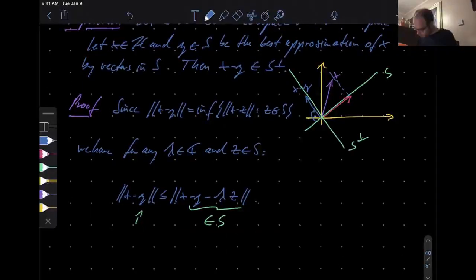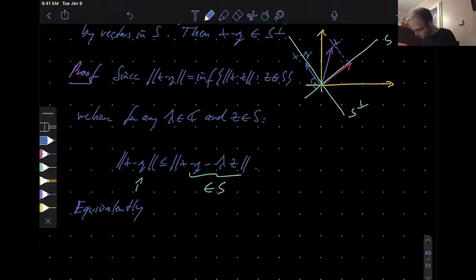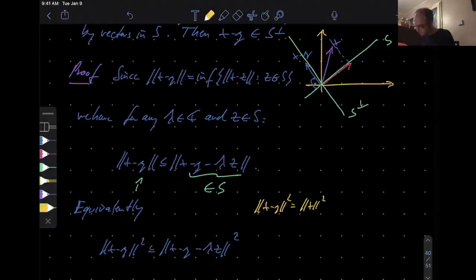Okay, so now you use, equivalently, you maybe want to square both sides. Norm of X minus Y squared is less than or equal to norm of X minus Y minus lambda Z squared. Now this time we're not going to use the parallelogram identity anymore. We're just going to use that the norm squared is sort of part of the parallelogram identity. It's used in the proof. We use this guy. Okay. So here this will be norm of X minus Y squared, then plus this guy squared.